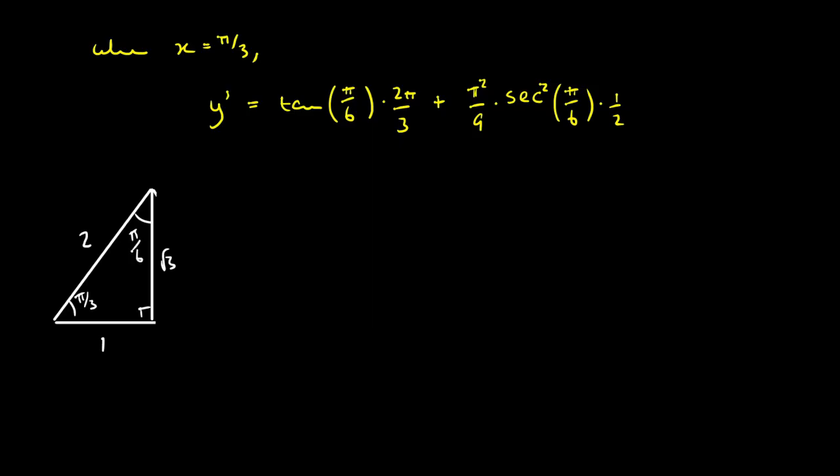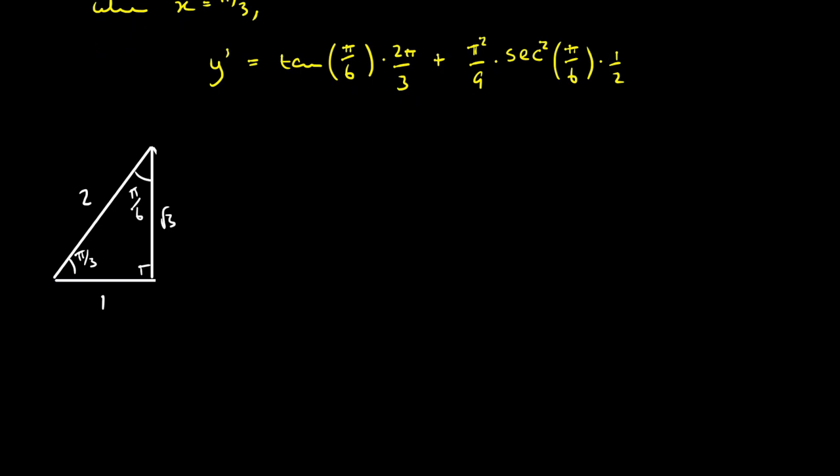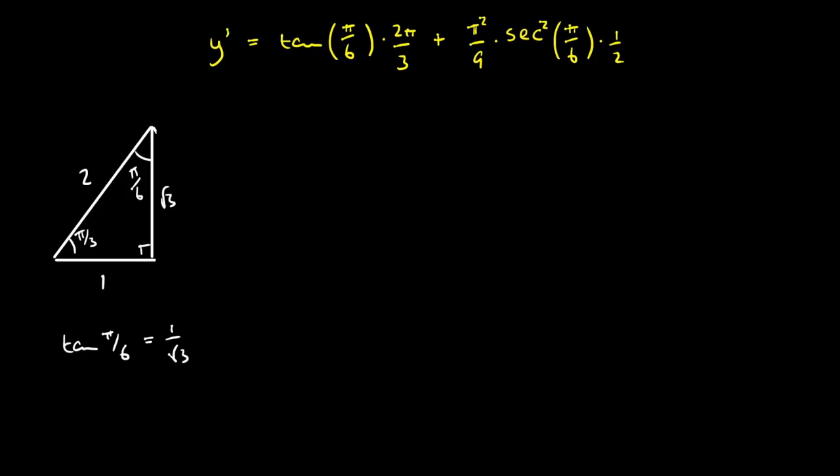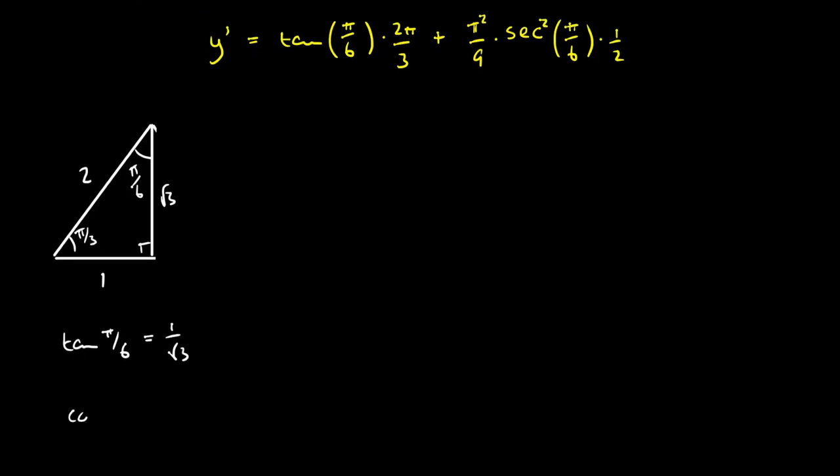So using this, I can find out what sine of pi by 6 is, because it's going to be opposite over hypotenuse, or cos pi by 6, which is adjacent over hypotenuse, or tan pi by 6, which is opposite over adjacent. Well, I need to know what tan is. So tan pi by 6 is opposite over adjacent, 1 upon root 3. And I need to know what cos pi by 6 is, because sec is 1 divided by cos. And that's going to be adjacent over hypotenuse, root 3 upon 2.